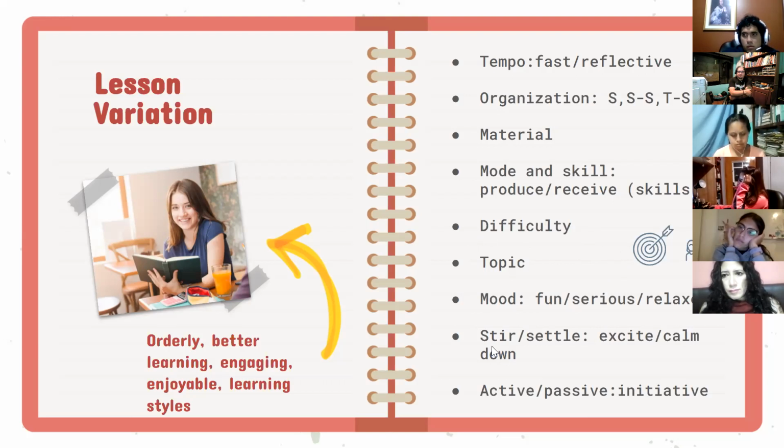Another variation in your lesson could be stir and settle. It refers to some topics: when you discuss and bring interesting topics, your students are going to participate a lot. And other activities, like a dictation, where students are going to be very calm, okay? And finally, we can vary our lesson with active and passive. It refers to the initiative, who is going to start the activity.